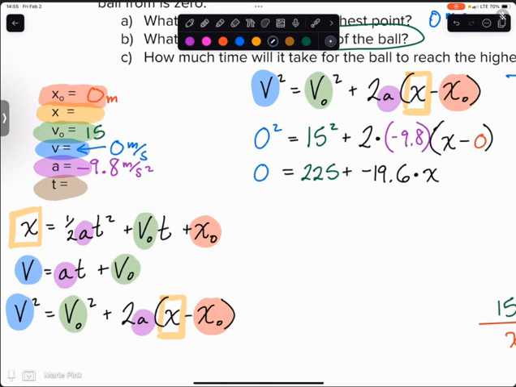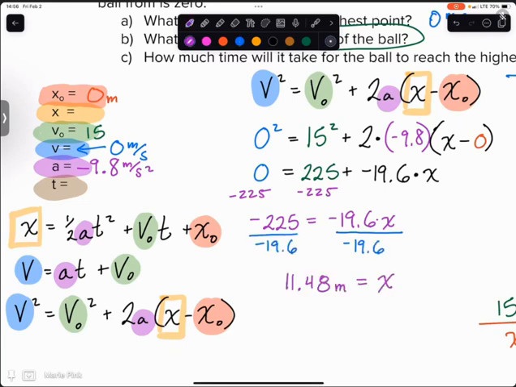Now, I got to get x by itself. So the first thing I'm going to do is subtract 225 from both sides. So I get negative 225 is equal to negative 19.6x. And then the opposite of multiplication is division. So I'm going to divide both sides by negative 19.6. And I get an answer of 11.48. So then the next thing I need to do is figure out how much time it's going to take to reach the highest point.